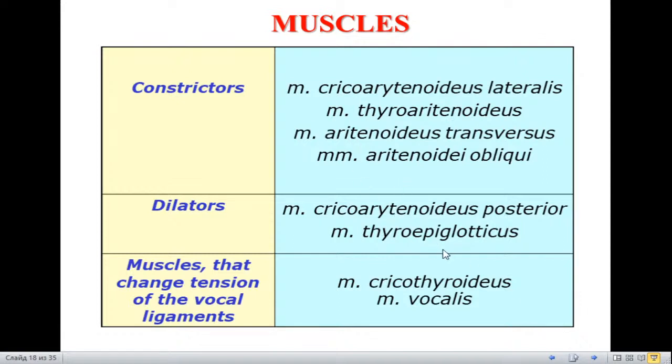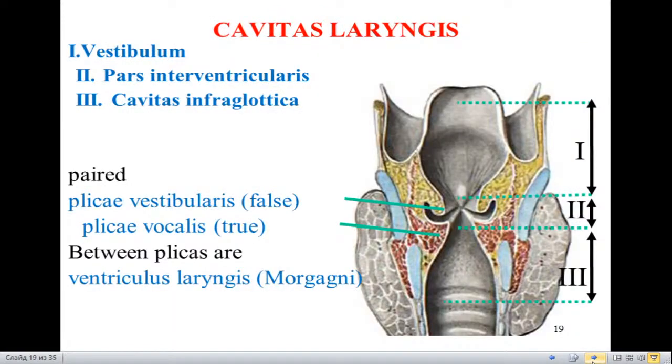So from these names you can see that most of these muscles are responsible for changing the position of the arytenoid cartilage. When we make a cross section of the larynx, we will see the vestibule, the interventricular part, and the infraglottic cavity. So first, second, and third region.